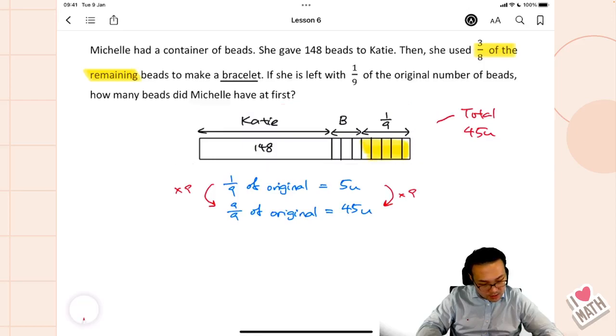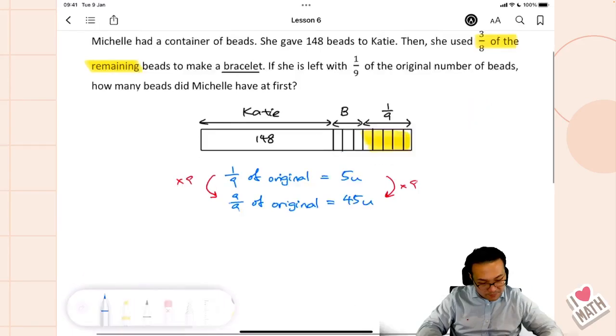Let me show you 8 units here. 8 units is already gone. Okay, so 8 units is gone. So this 148 beads is how many units? How many units is this? Okay, so we are trying to find that. So the total is 45 units, right? I minus away the 8.